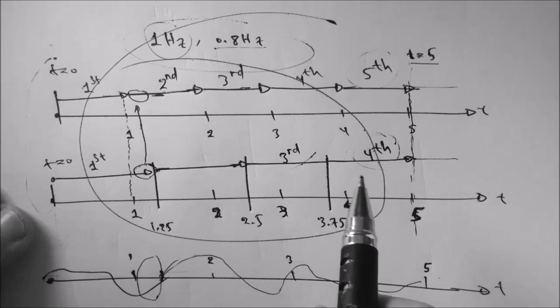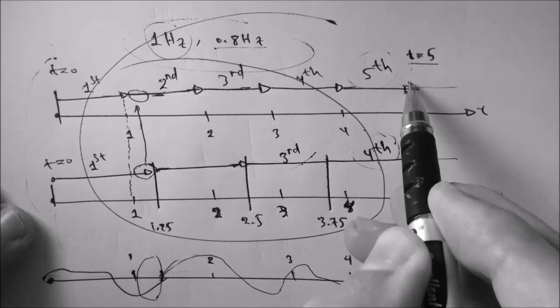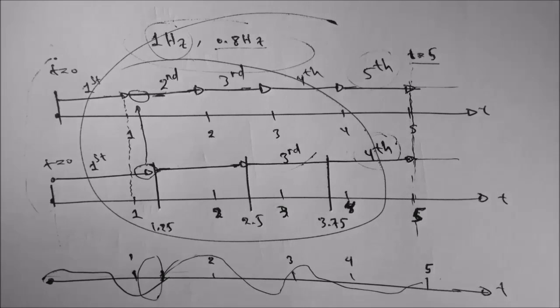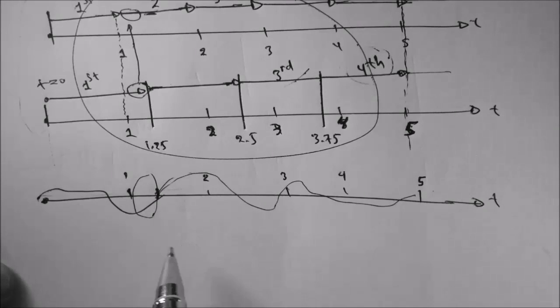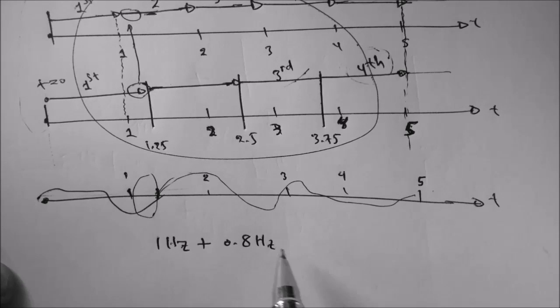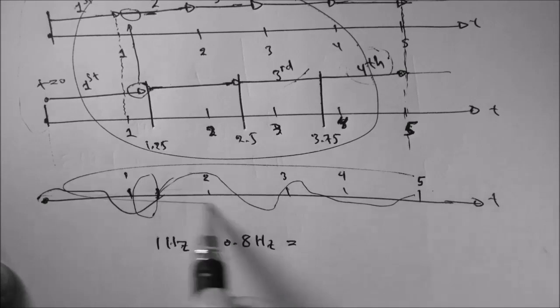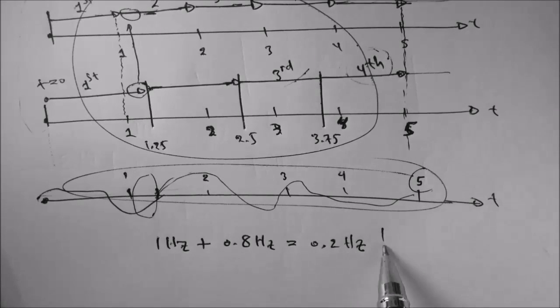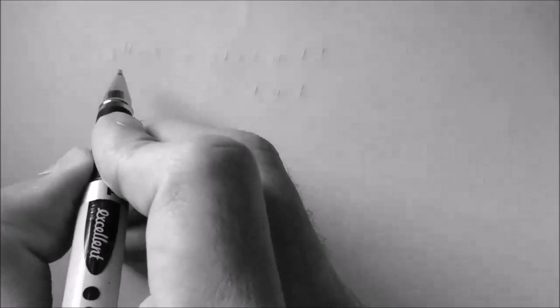All it matters is that they are both going to start new cycles from the same moment. And the index of these cycles doesn't matter. So we can say that a 1 Hz periodic signal plus a 0.8 Hz periodic signal gives you a periodic signal having a duration of 5 seconds or 0.2 Hz frequency. You can check these frequencies as well.